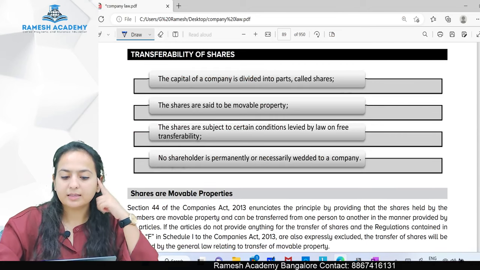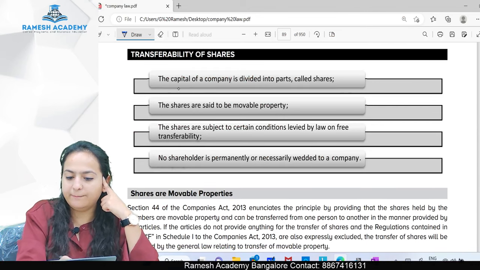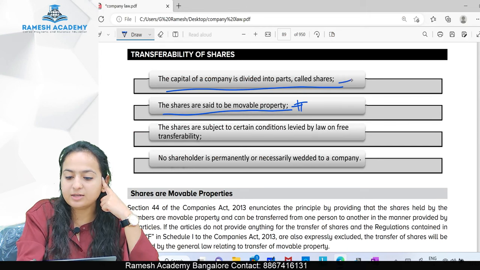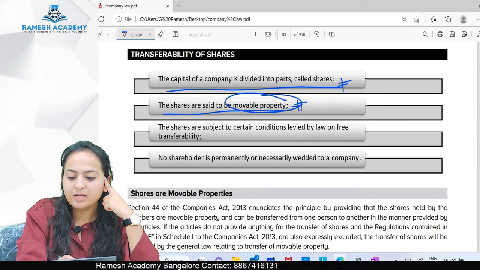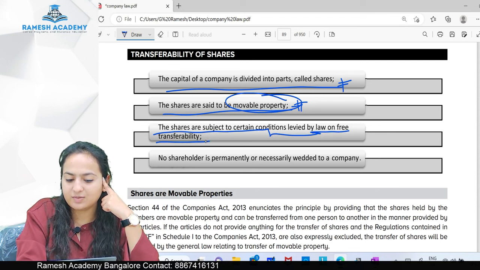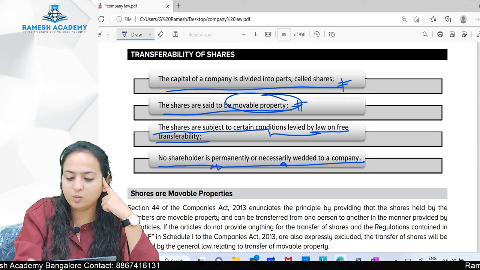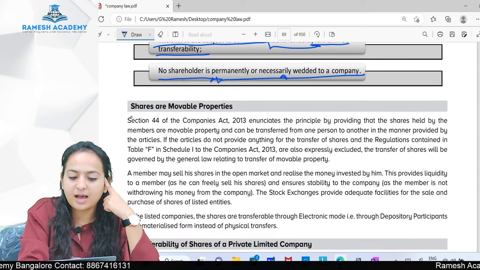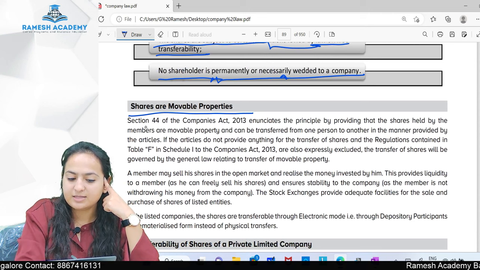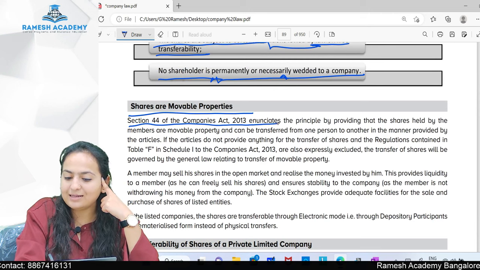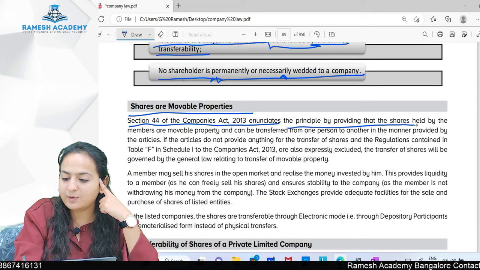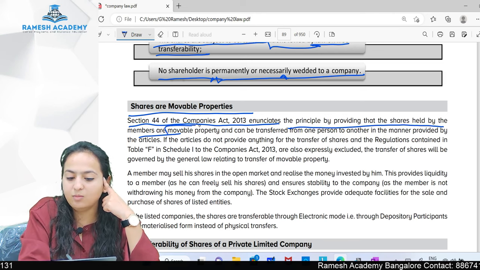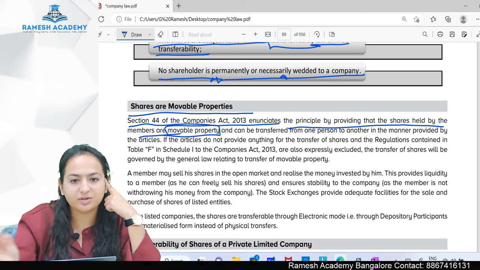The capital of the company is divided into parts called shares. The shares are said to be movable property. The shares are subject to certain conditions levied by law on free transferability. No shareholder is permanently or necessarily tied to a company. Shares are movable properties. Section 44 of the Companies Act enunciates the principle by providing that shares held by the members are movable property. You can transfer the shares.